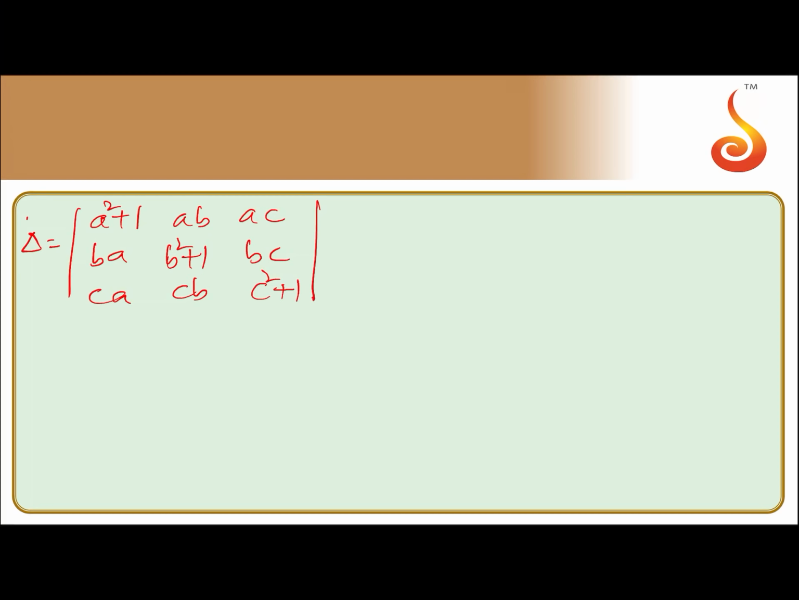I consider the determinant as the determinant equals A square plus 1, AB, AC, BA, B square plus 1, BC, CA, CB, C square plus 1. Here, I would follow one technique. Delta, as I was telling you, is just a number. A determinant is a number, an expansion which gives us just a number.